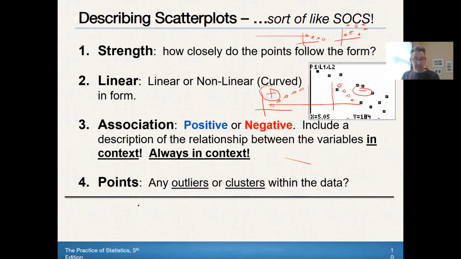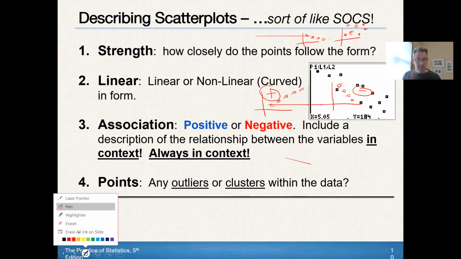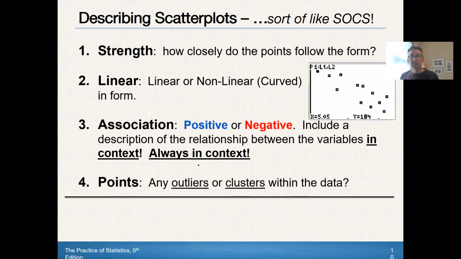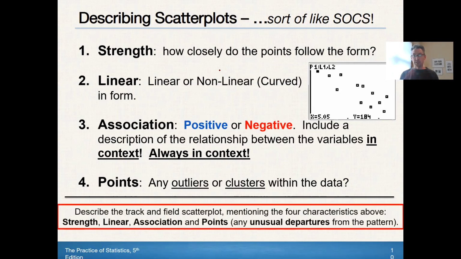So let's see, I'm going to get rid of all those drawings so they don't overlap our scatter plot. Okay, so here's our scatter plot of the sprint times versus long jump distances. We also want to look to see if there are any outliers or clusters within the data. So if I was going to describe the track and field scatter plot up here, talking about these 4 characteristics above, here's what I would say about each one.